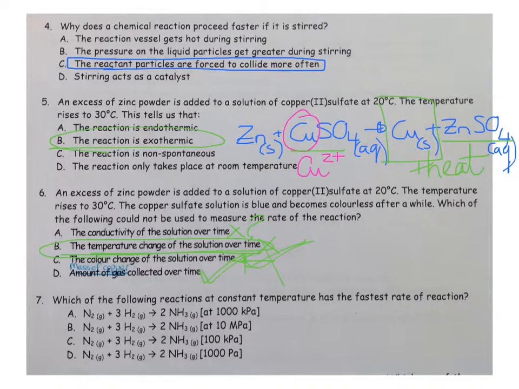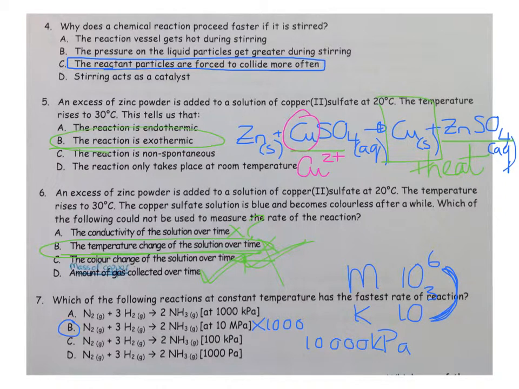Which of the following reactions at constant temperature has the fastest rate? So I'm looking for the highest pressure. If I want the highest pressure, I need to look at these prefixes. Three of them are in kilopascals, one is in megapascals. Now mega means that I need to multiply by 1,000 to get to kilo. Kilo is times 10 to the power of 3. Mega is times 10 to the power of 6. So the difference between those is 1,000. So I am going to have to multiply by 1,000, and therefore I get 10,000 kilopascals. And that is the highest pressure of the ones represented over here.